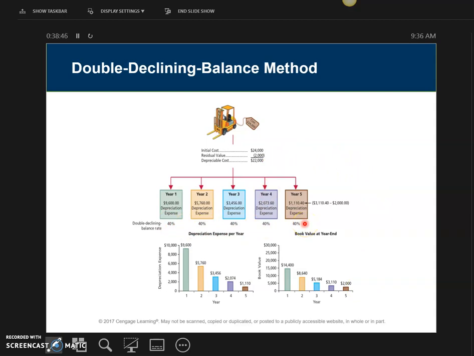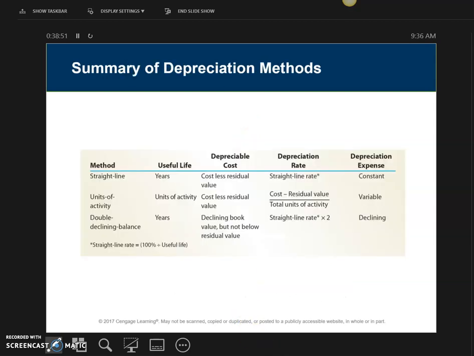So on the next slide, and the last slide for this video, I'm going to show you a summary of all of the methods. Well, actually, the next 2 slides. So this is just a summary. If I use straight line, it's called a straight line rate. It tells me I use useful life. Units of activity, here's my formula, and double declining. So this is just a summary of the 3 methods.